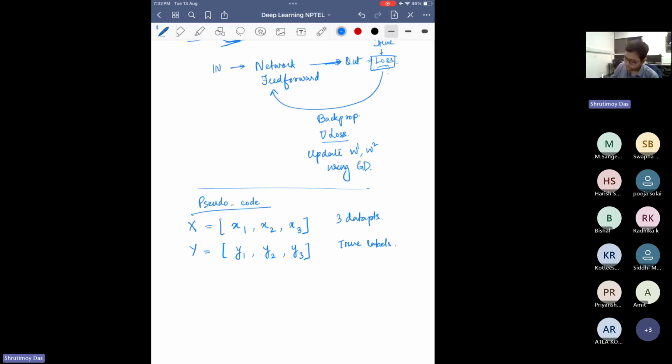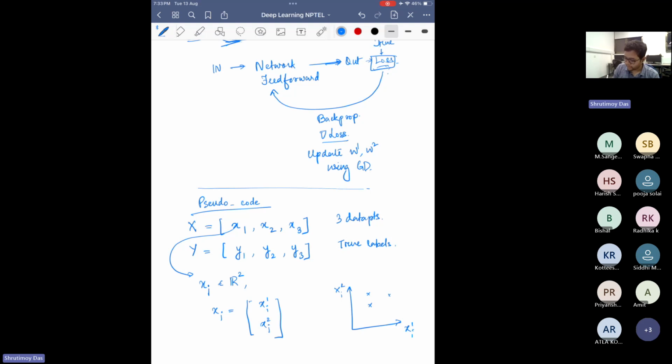And let me say that any xi belongs to, say, R2. That means each input is two-dimensional. So if I plot it, I have xi1 and xi2. I can plot it on the two-dimensional plane, on the R2 space. So xi will have xi1 and xi2. Is it clear how the data looks?